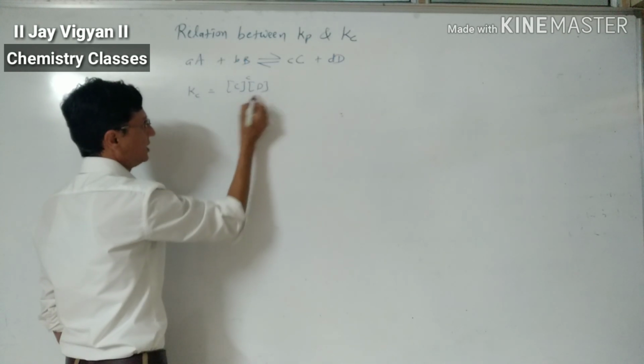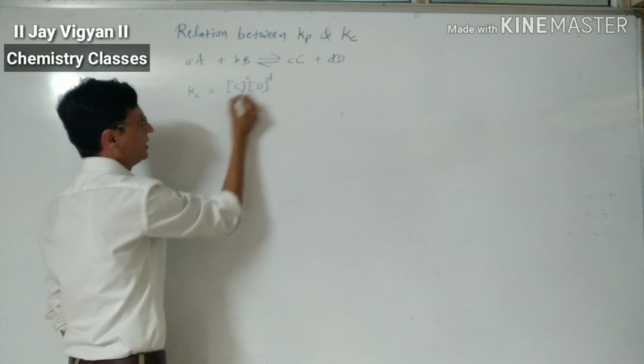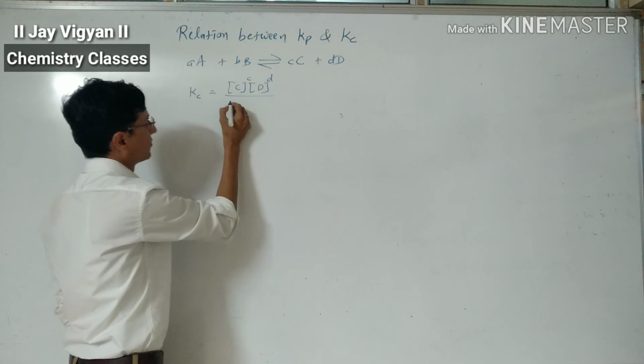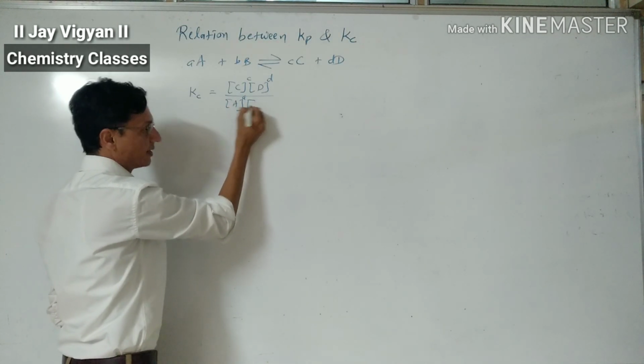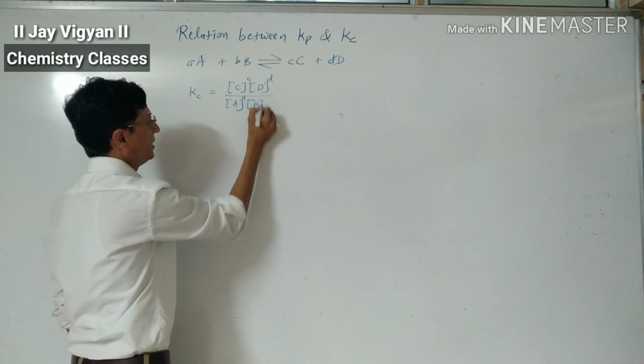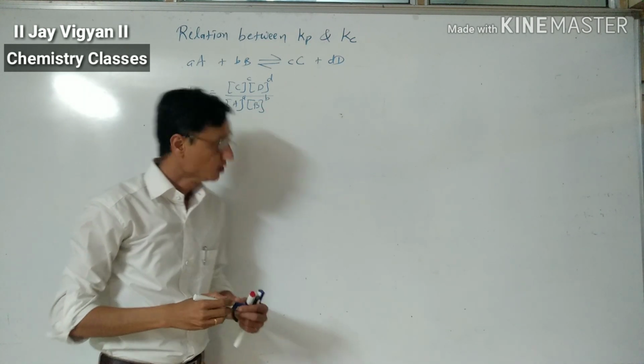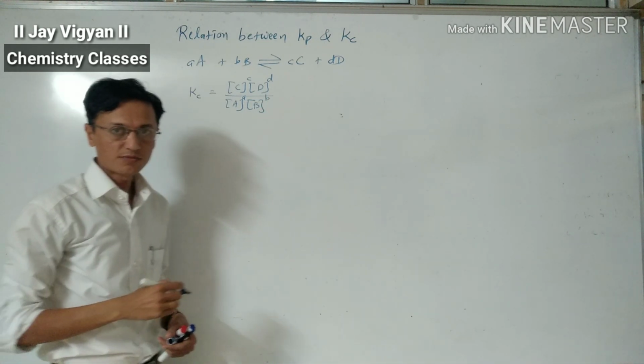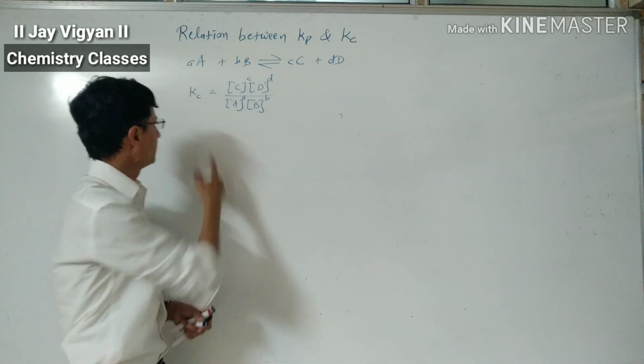Concentration of C raised to c, concentration of D raised to d, divided by concentration of A raised to a and concentration of B raised to b. So this is our equilibrium constant with respect to the concentration, which is Kc.